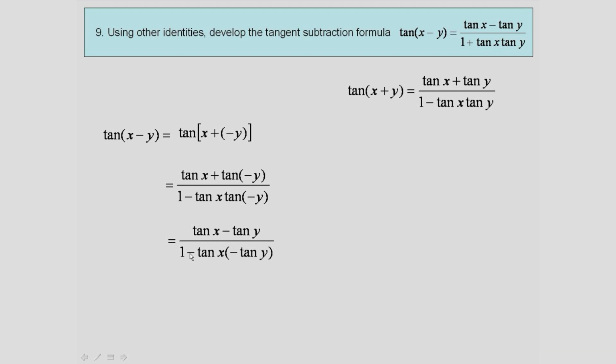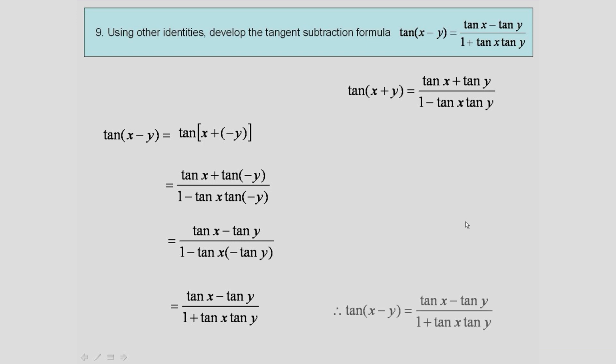Last but not least here, we've got a negative tan x times a negative tan y, so we can write that as a positive tan x tan y, which is exactly what we wanted. And you are done. Therefore, tan x minus y is tan x minus tan y over 1 plus tan x tan y. And that is it.